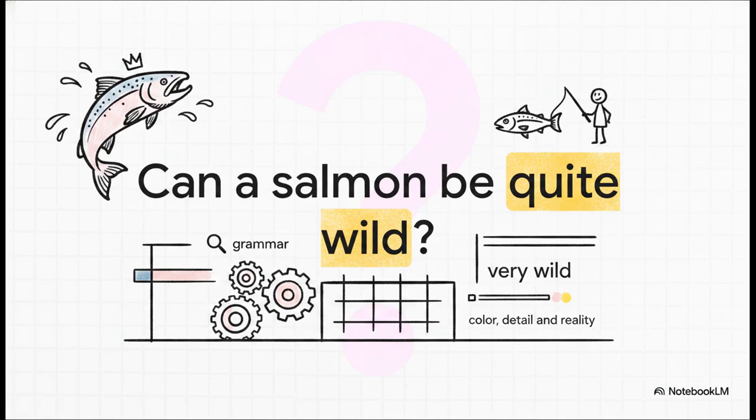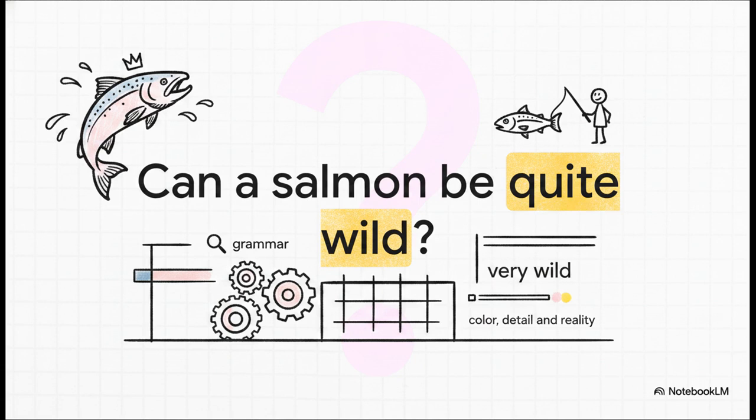Have you ever found yourself looking at a restaurant menu or maybe reading a product label and you just kind of paused at a phrase like, quite wild? Like, can a salmon actually be quite wild or maybe very wild? I mean, it sounds like a simple everyday question, right? But hiding just beneath the surface of those words is this completely fascinating architectural framework of grammar.